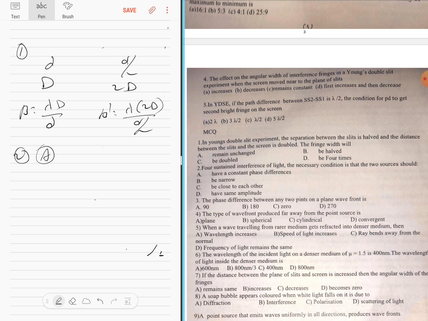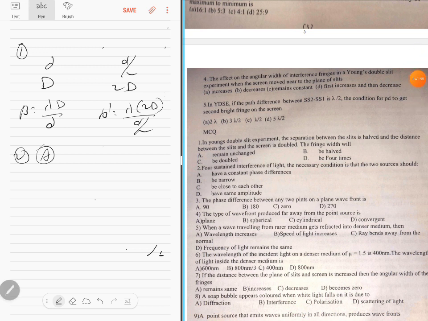At maxima, the path difference between the two light waves is always an even multiple of lambda by 2, and at minima it is an odd multiple of lambda by 2. So 2 lambda by 2 is 1 lambda, so it makes sense. So these are the conditions for sustained interference.